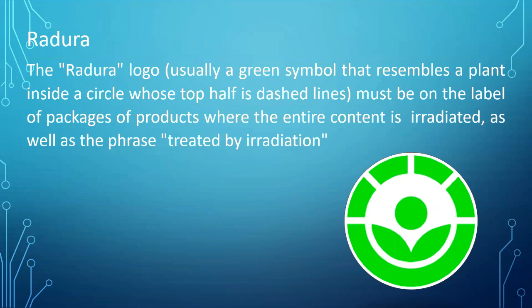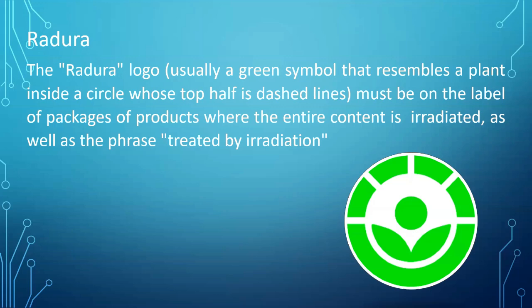Radura. This Radura is a green symbol that resembles a plant inside a circle, and the top half of the circle is a dashed line. It is not a complete circle. Only half of the circle will be in dashed line, and the foods that are irradiated should bear this logo, bear this label on the package of the products where the entire content is irradiated, as well as the phrase treated by radiation.